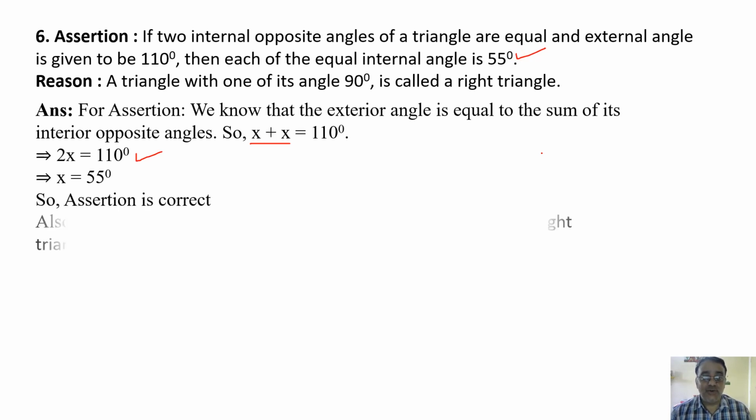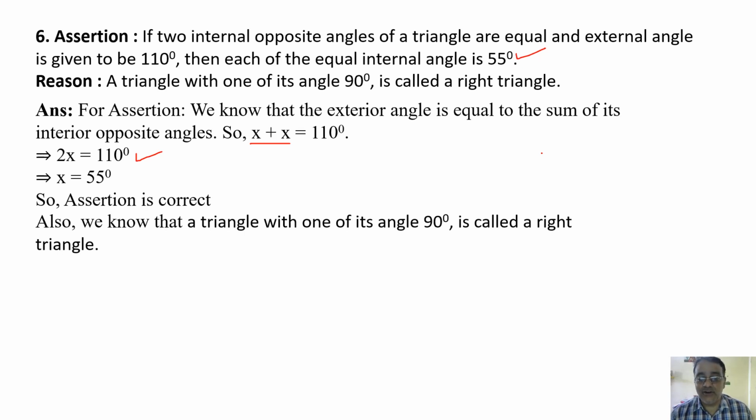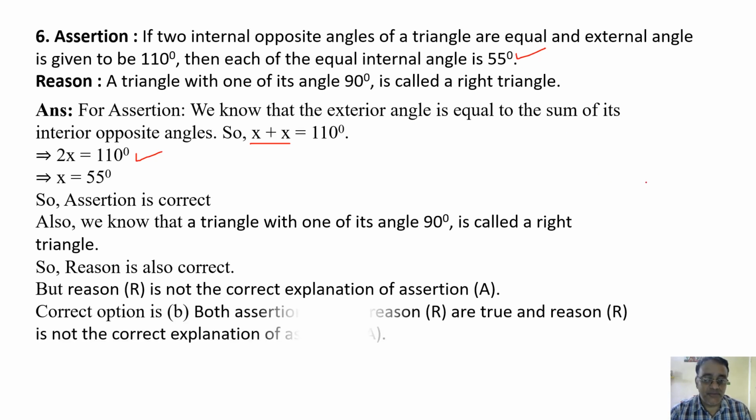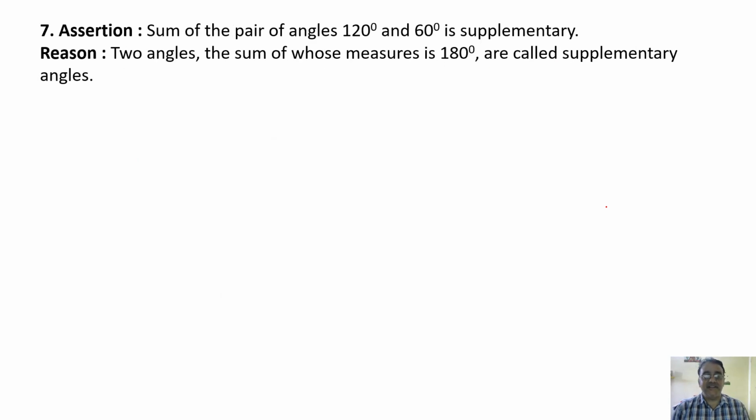Right? And also we know that a triangle with one of its angle 90 degrees is called a right triangle. So reason is also correct, but reason is not the correct explanation of assertion. So which option is the correct one? Option B. Right, option B. Both assertion and reason are true, but reason R is not the correct explanation of assertion. Right. Now we are moving toward question number 7. Total 11 questions हैं. This is 7th question.